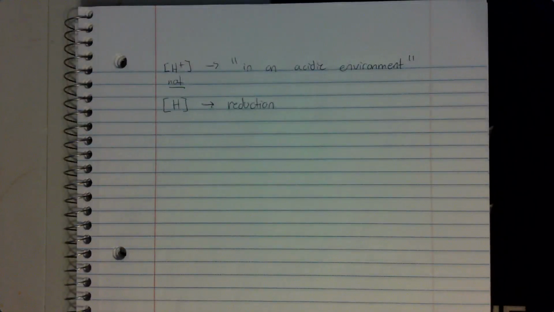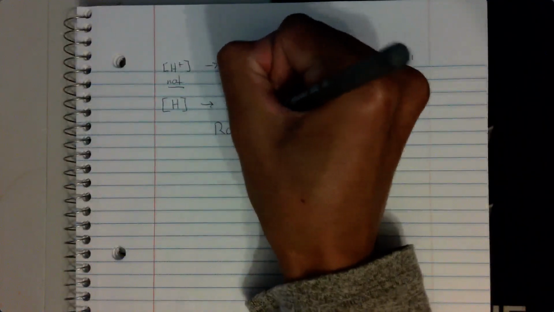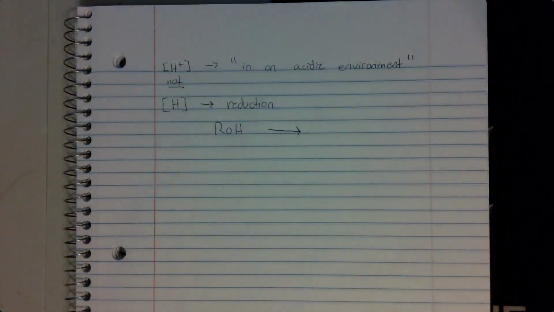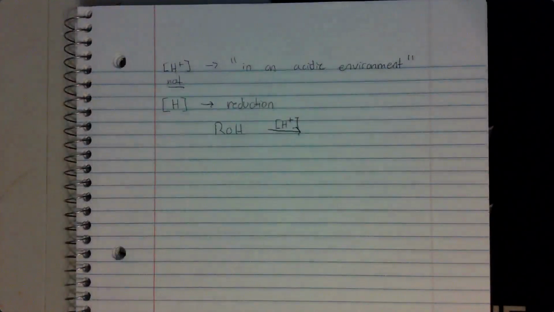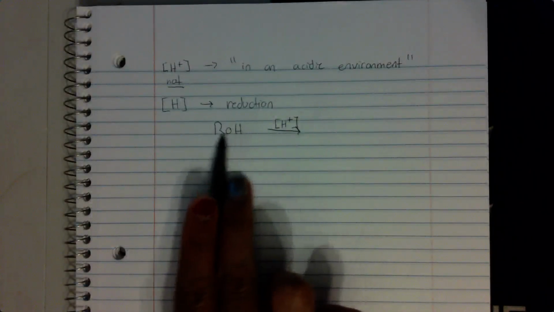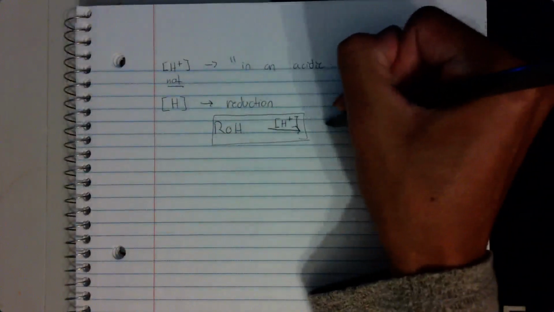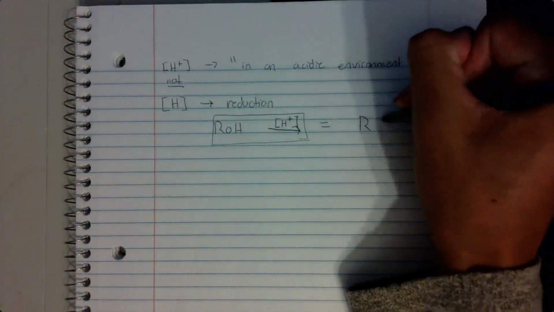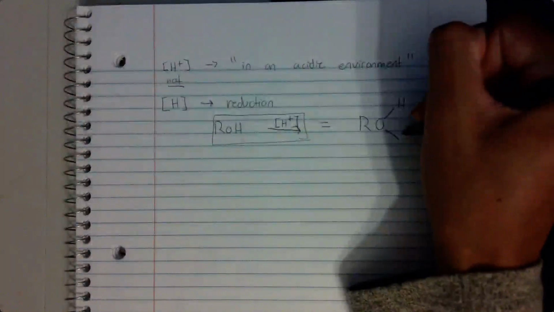What we just had, if you recall, was ROH and then some arrow. It may have been an equilibrium, but it had this H plus. What this really means is that your starting material, which is this alcohol, this water derivative, really is protonated. So what this actually means right here is this: it means RO, and it is protonated.